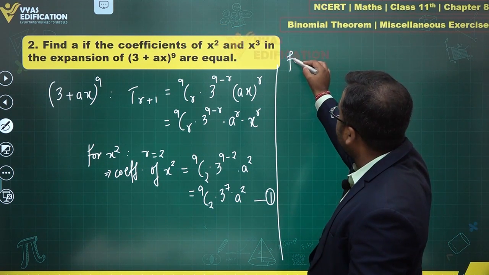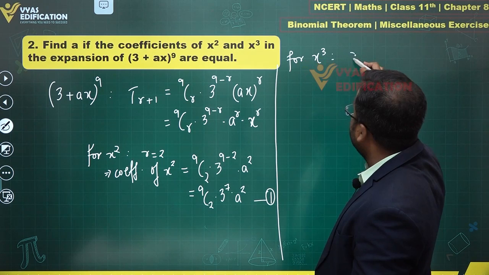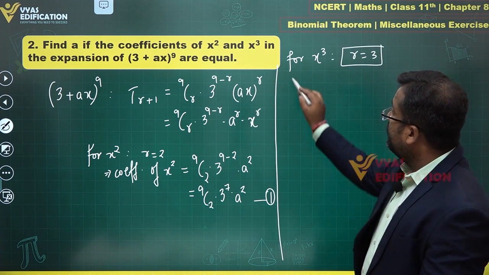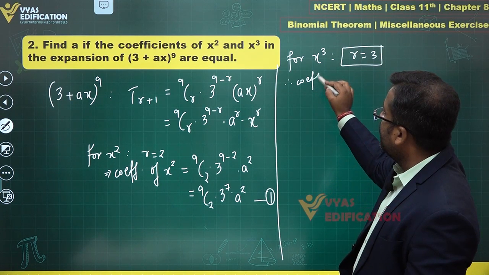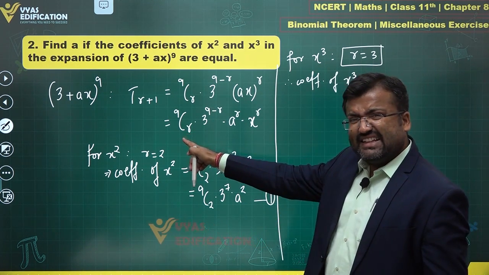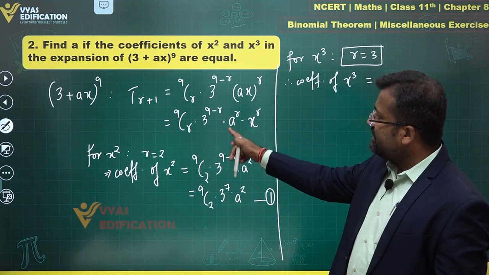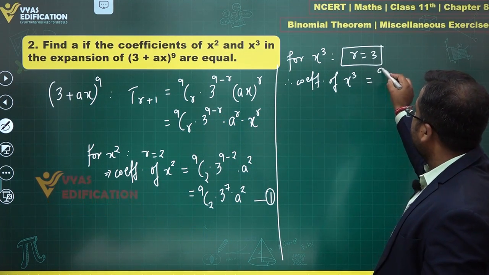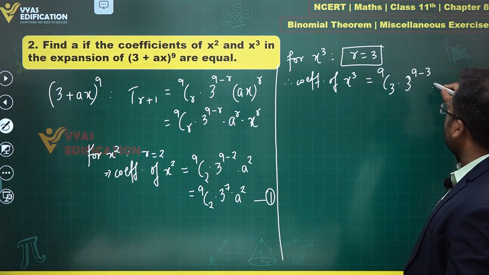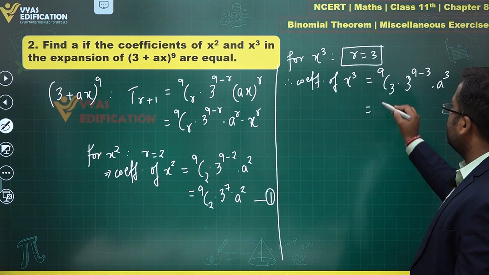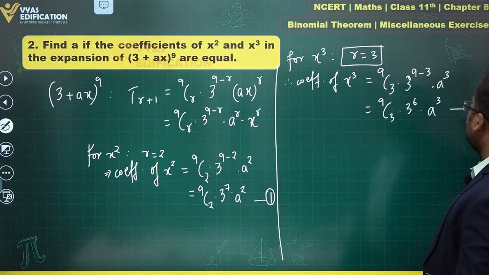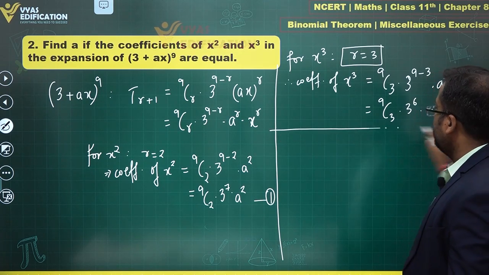Now what about x power 3? For x power 3, we get r will be equal to 3. Therefore, coefficient of x power 3 will be equal to what? This will be equal to 9C3, 3 power 9 minus 3, a power 3, that's it. What is it equal to? This is 9C3, this is 3 power 6, a power 3. This is equation number 2.